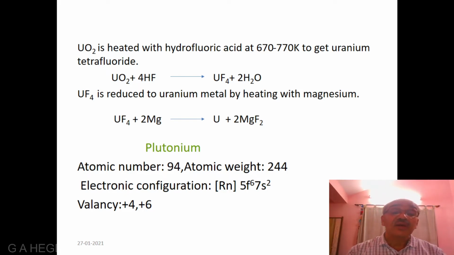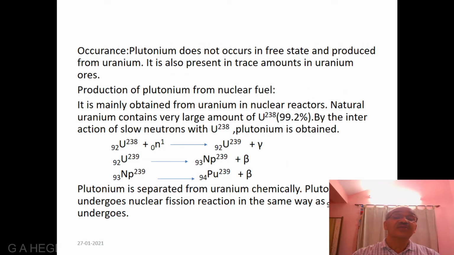The next element is plutonium. It is represented by the symbol Pu. Its atomic number is 94. Atomic weight is 244. Electronic configuration is radon configuration 5f6 7s2. Valency is +4 and +6. Occurrence. Plutonium does not occur in free state and is produced from uranium. It is also present in trace amounts in uranium ores.